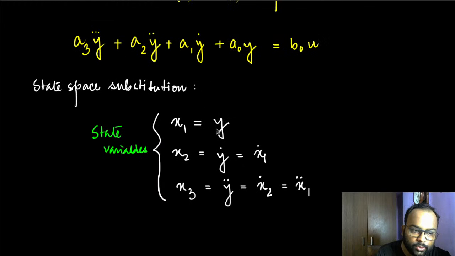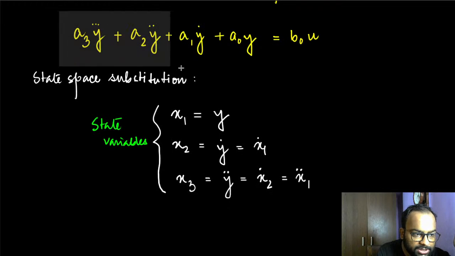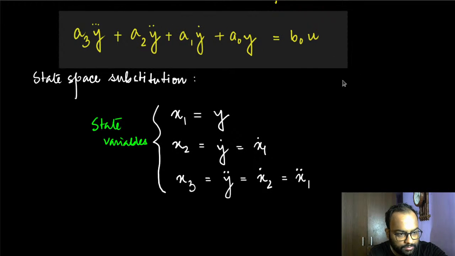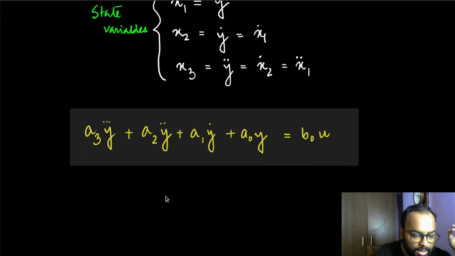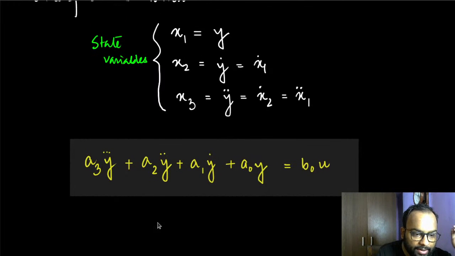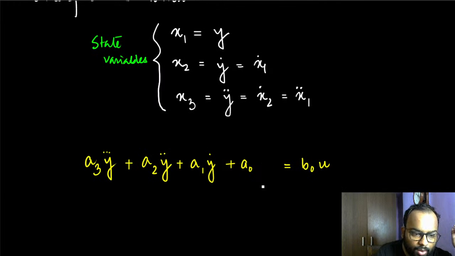Now let's substitute these into this. The substitution will be happening into this differential equation, so let me just copy it here. And think about what we can substitute. This y now becomes x1. Then there is y dot, that becomes x2, so let me write x2 here. Then we have y double dot, and that's x3.